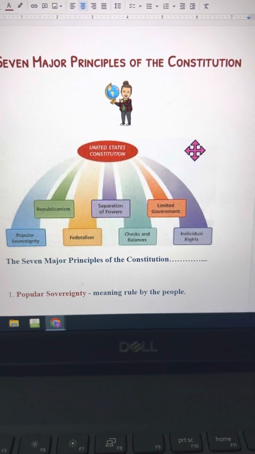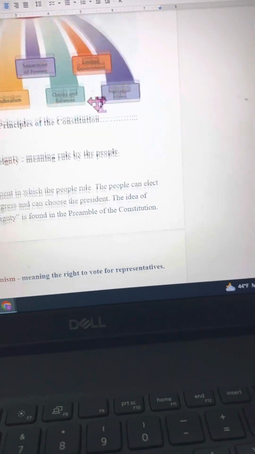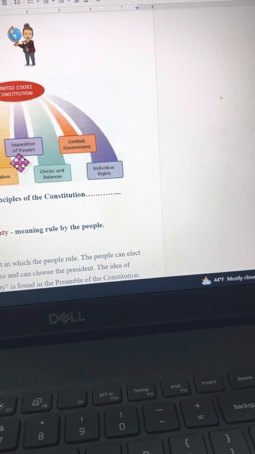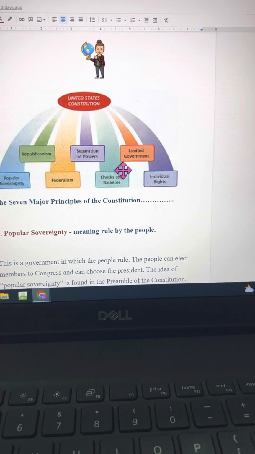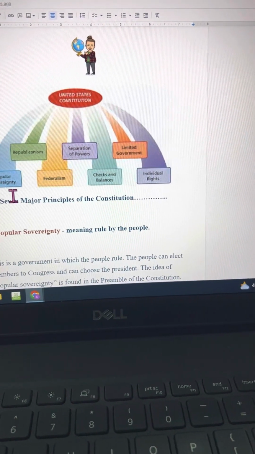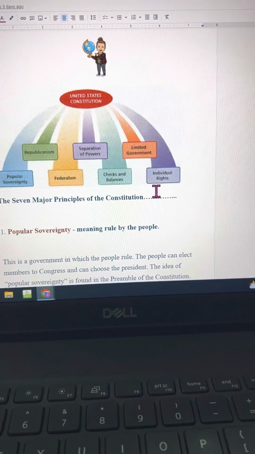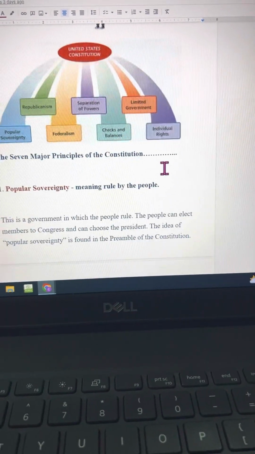7 major principles of the Constitution. So as pictured here: republicanism, separation of powers, limited government, popular sovereignty, federalism, checks and balances, individual rights.